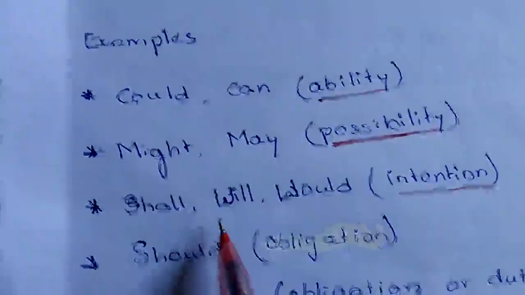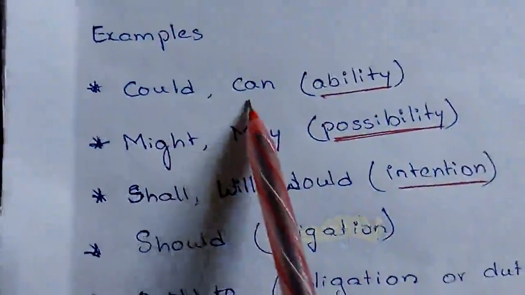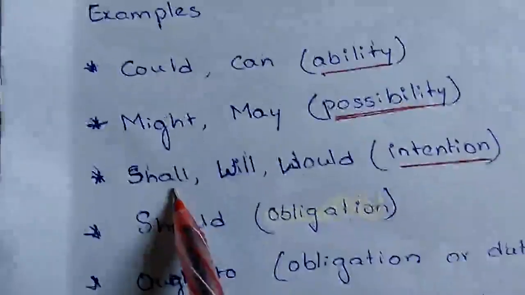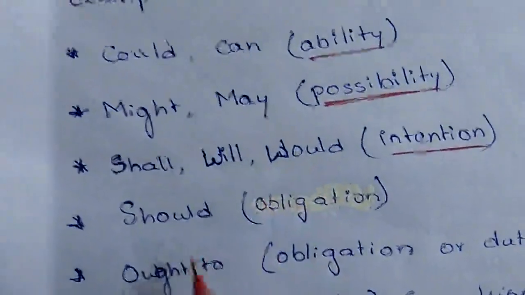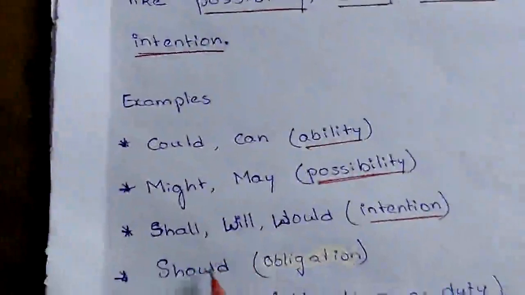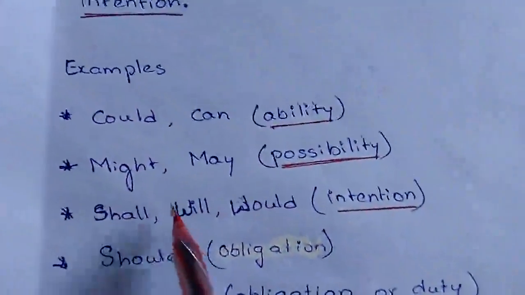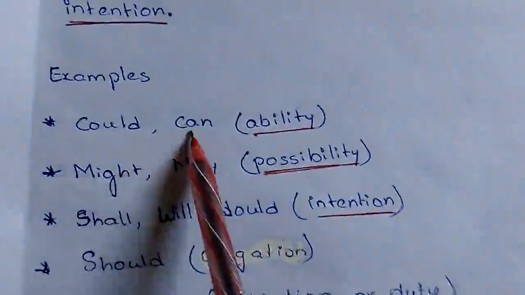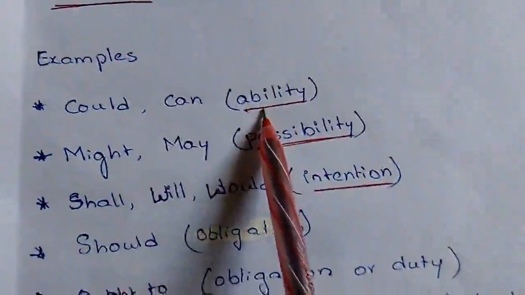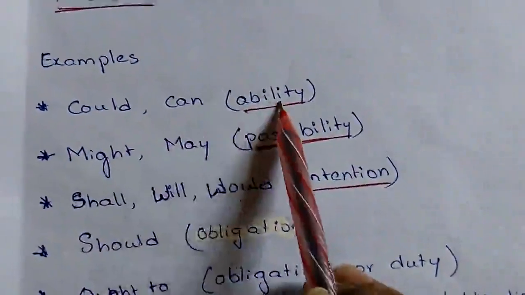Such information can be expressed through these modal auxiliaries. We see the examples of modal auxiliaries: could, can, might, may, shall, will, would, should, ought to, must. All these kinds of helping verbs are called modal auxiliaries. Could and can are used to express ability in a sentence in general.